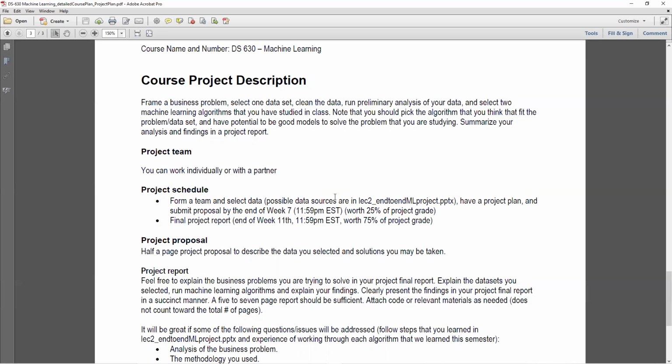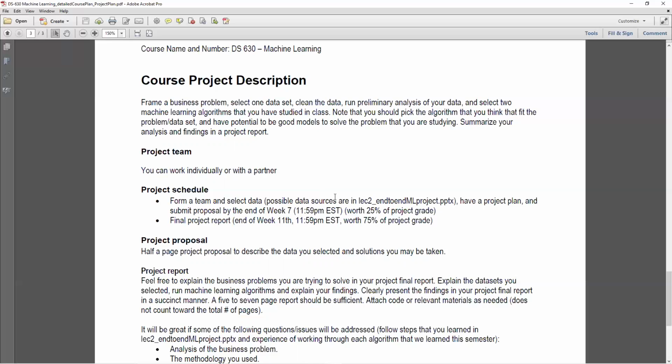And then the last point here, you should summarize your analysis and findings in a project report. Pay attention to that word, summarize. Right? I'm not looking for 20 pages of code together with some charts, and then you come back and say, here you go, this is my course project. No, that's not the way that I'm envisioning. What you should be thinking about is a 3 to 5 page report to say, here's my problem.